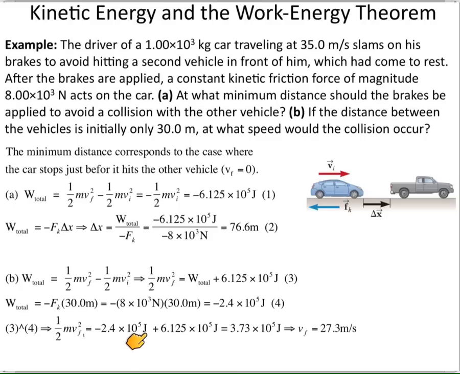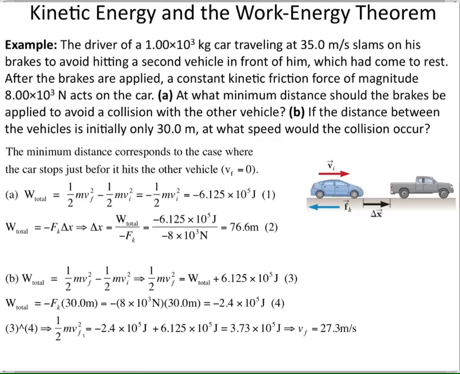This minus work done by the friction, and this is the total work needed to stop the car completely. If you add them all and equate to the 1/2 m v final square, you can express V final. You can find the V final because you know the mass of the car, and easily you can find this collision velocity as 27.3 meters per second.